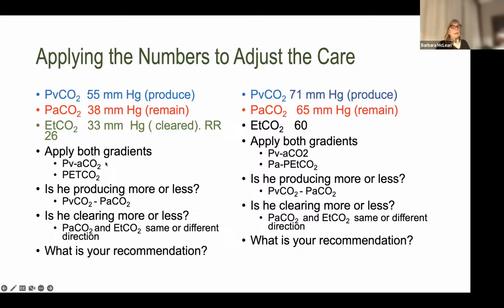That's a wide gradient. And when I look at the end tidal CO2, these two look significantly related to each other. So what it's telling you here is he's produced more CO2, but he's still clearing it. He's clearing more. PaCO2 and end tidal CO2 went in the same direction. So here's the thing: this is a problem of systemic perfusion. Give volume if the patient's fluid responsive. If he's fluid refractory, give an inotrope. Maybe you have to give both together.